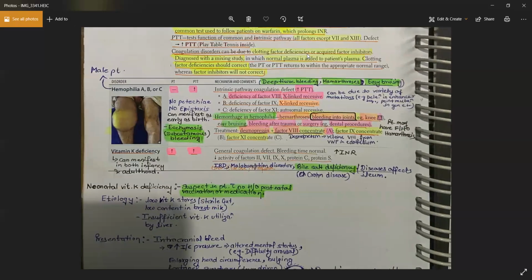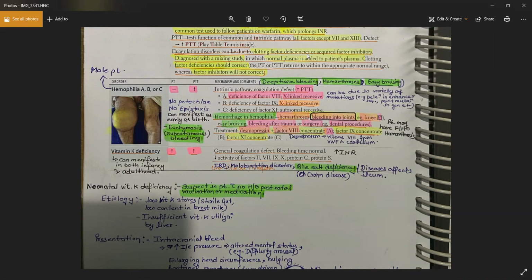Whenever you have any coagulation disorder, you need to make sure whether it is due to a deficiency or due to some kind of autoimmune disease, some kind of antibodies against the clotting factors. For that, you will replace the patient's plasma with some normal plasma. After replacing it, if you get normalization of the PT or the PTT levels, that means it is due to the deficiency.